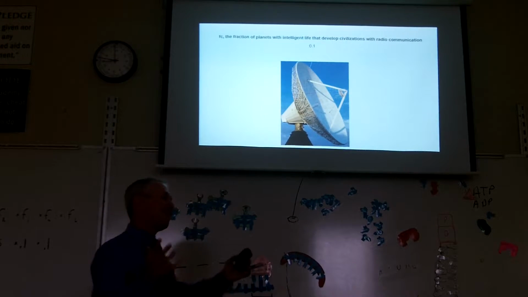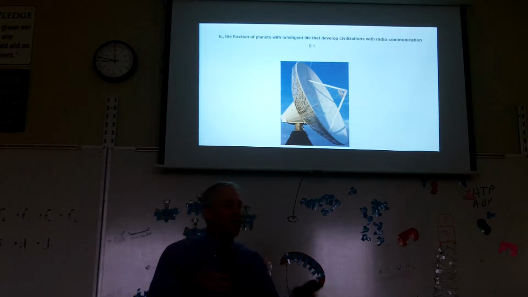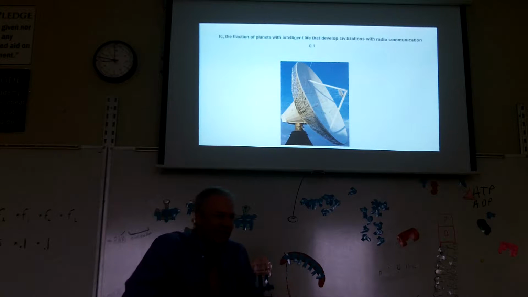So maybe only 1/10 of the time do you get something that's intelligent and can also come up with radio telescopes. We were able to do it probably because of our opposable thumbs that allowed us to make tools. You don't see dolphins making a lot of tools. They just don't have the thumbs for it.